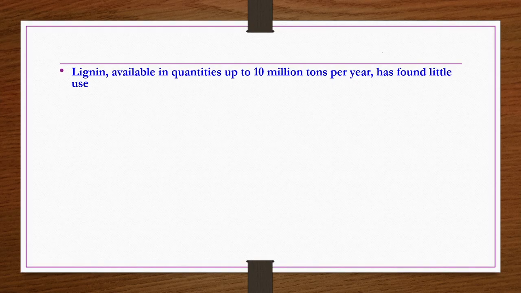Lignin, available in quantities up to 10 million tons per year, has found little use actually, because what we are doing in the digestion section is primarily removing the lignin and increasing the cellulose content. That is what we are trying to do in the digestion section, right? Continuous digester, whatever we have taken. But that lignin we should be able to utilize, right? There are many ways of utilization of lignin.